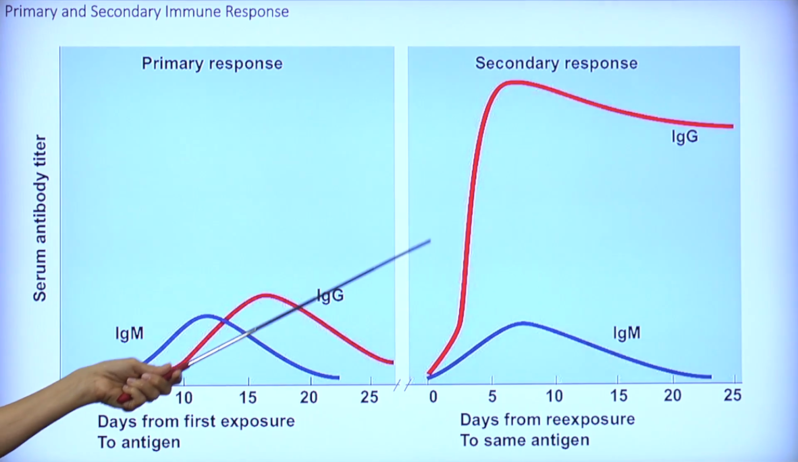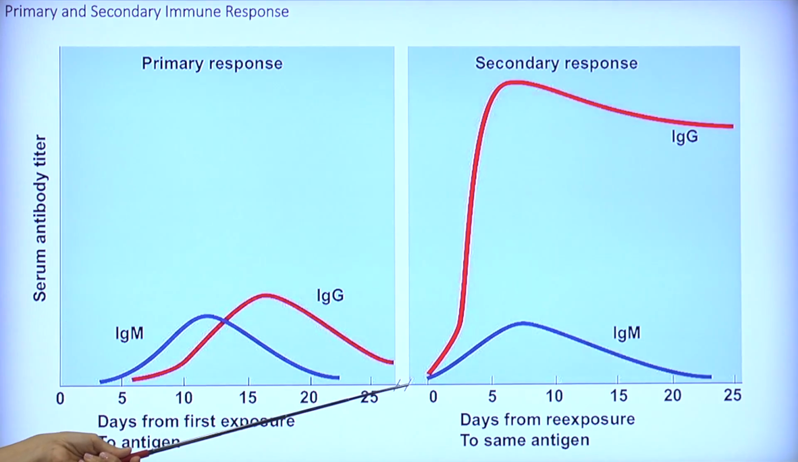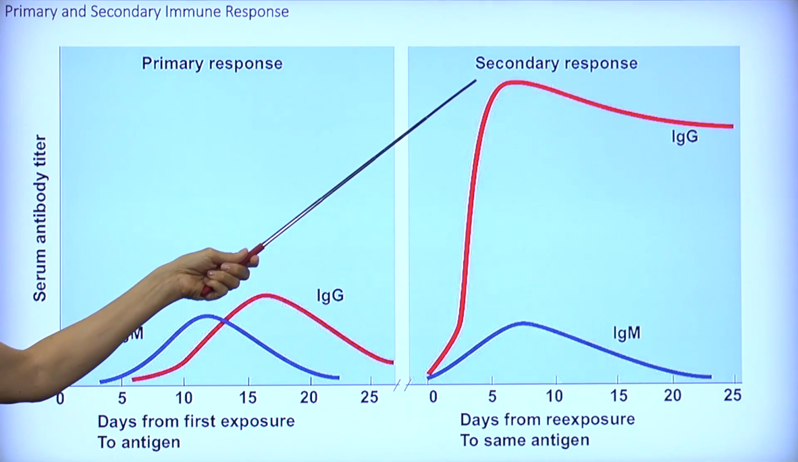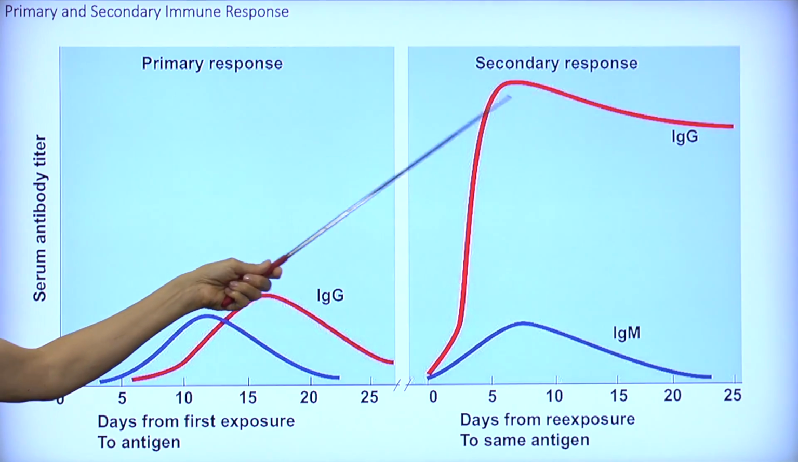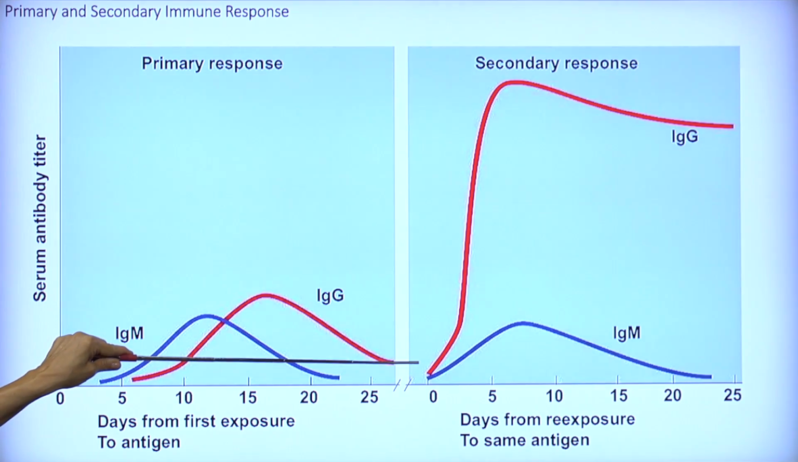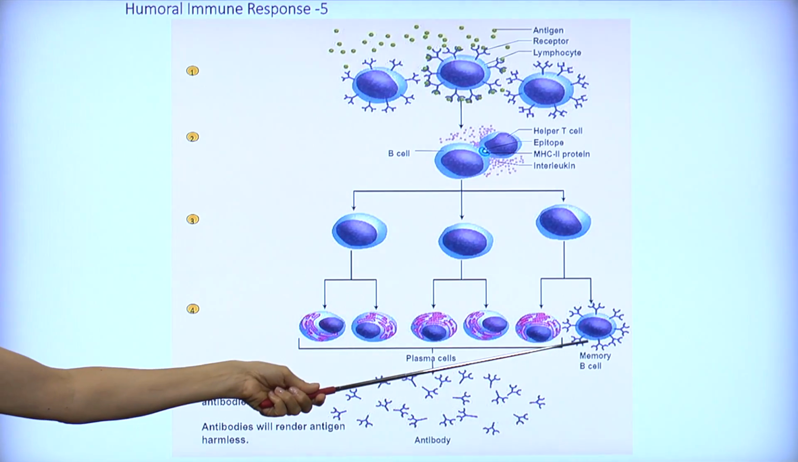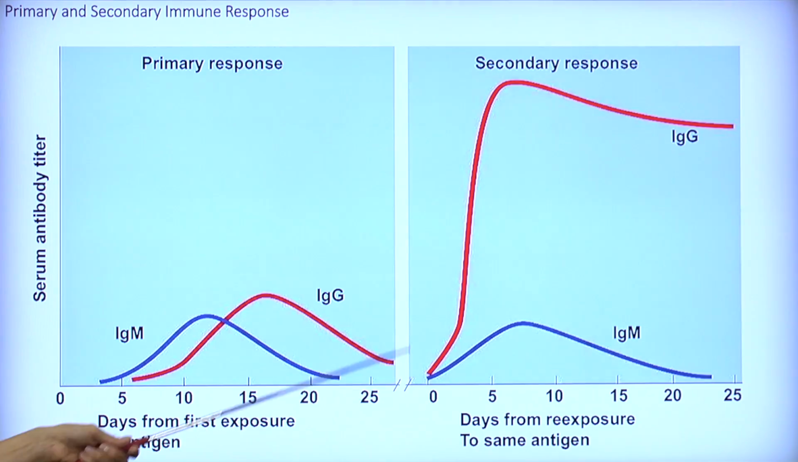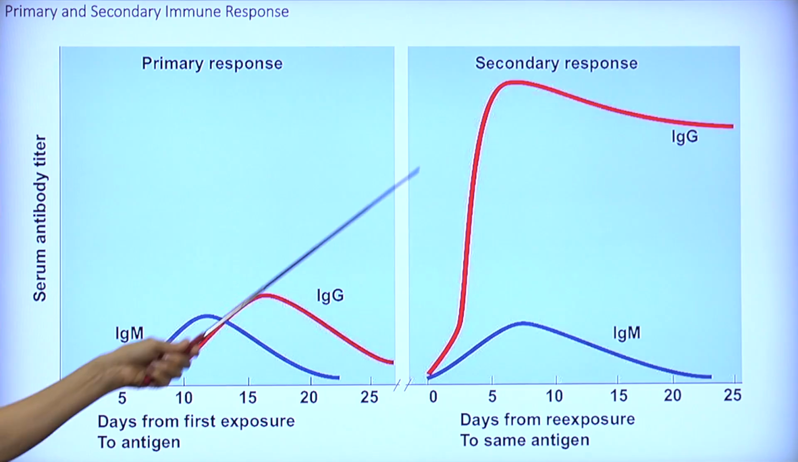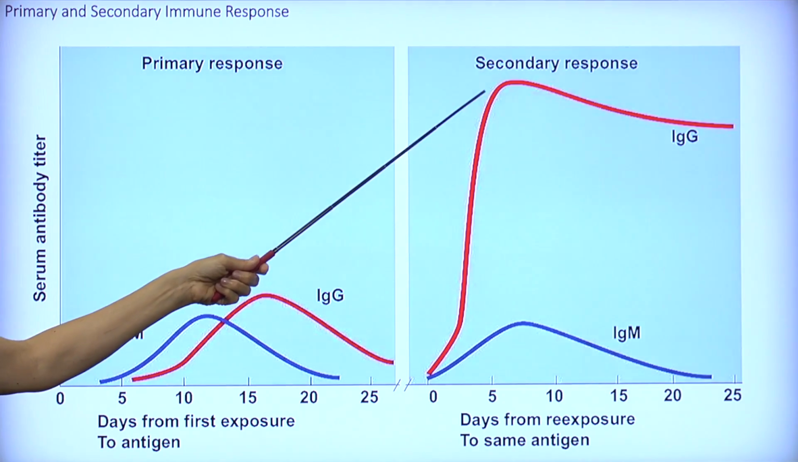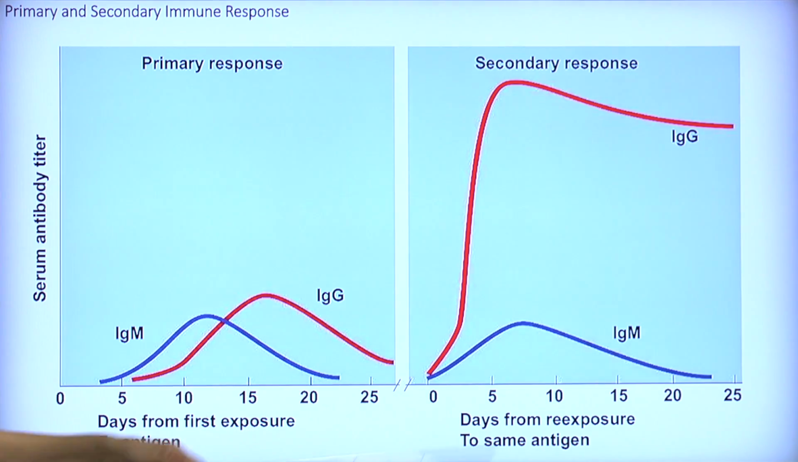In the secondary response, can you see in a very short time we have a huge number of antibodies that will totally overcome the antigen and destroy it, and the effector cell here is my memory B cell. It produces antibodies, and in this case it's a different type of antibody. IgG antibodies are produced a lot more and faster than IgM.